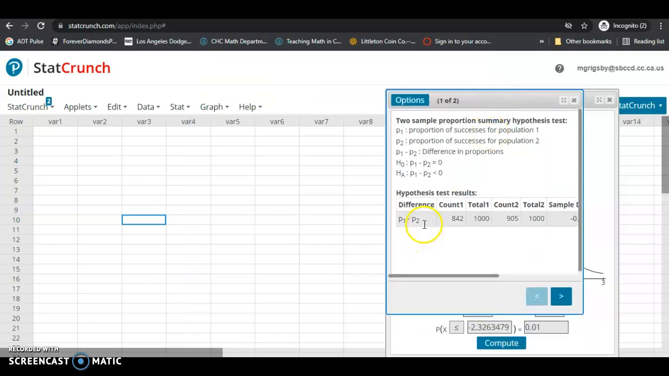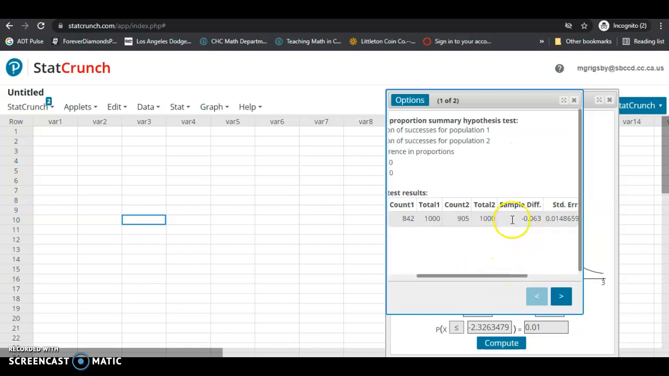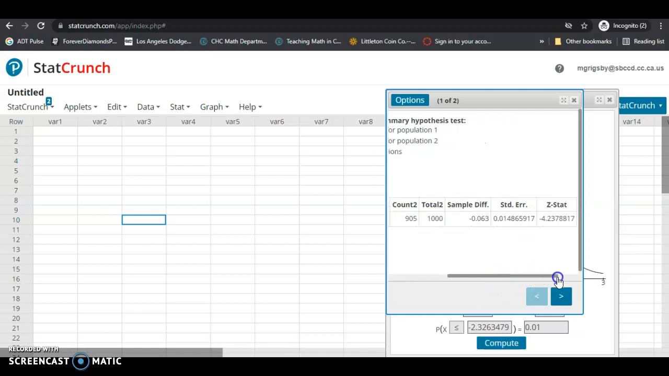You can see that this is a hypothesis test for the difference between two proportions. Then it gives you the number of successes and the sample size for each of the 2 samples, and the difference between the 2 sample proportions, which is negative 0.063. But what we want is the standardized test statistic, which is the z-stat here. We round that to 2 decimal places, so that 3 gets rounded to a 4, so negative 4.24 is our test statistic.